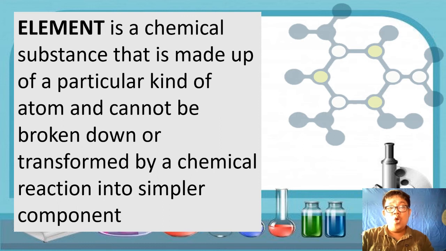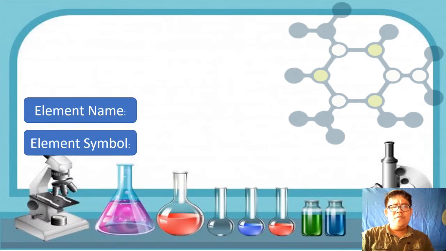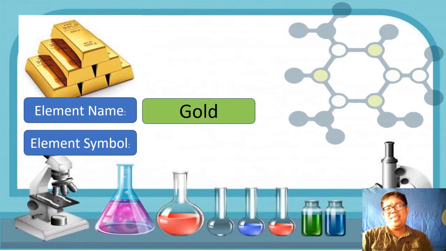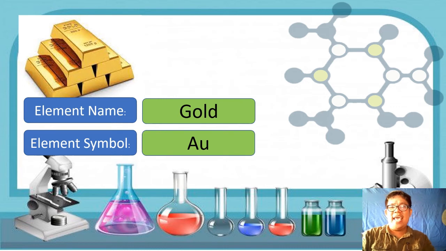be broken down or transformed by a chemical reaction into simpler component. Hindi mo na siya pwedeng pang paliitin pa or paghiwa-hiwalayin pa yung particle niya, because it is now the simplest substance na. Example of an element is we have gold. Element name is gold. Element symbol is Au. So this element cannot be divided into more specific atom pa, because it is now the simplest. It is gold.